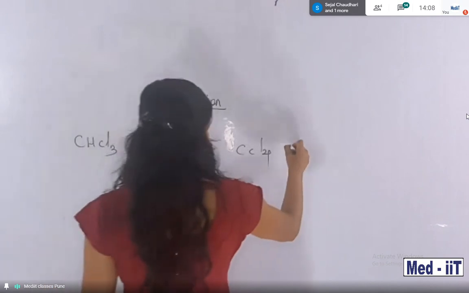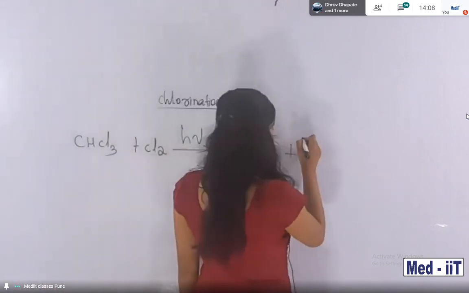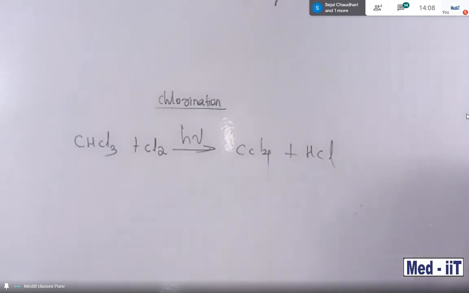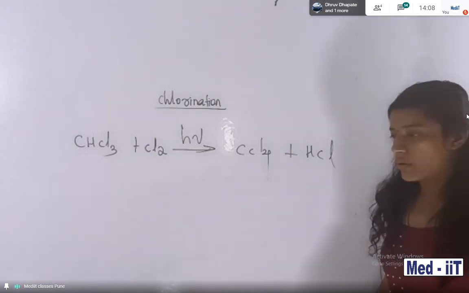And then the remaining product, HCl is also there, na? Okay, good. HCl is also there. So this is the setup. Okay, chlorination reaction is an example for chlorination.